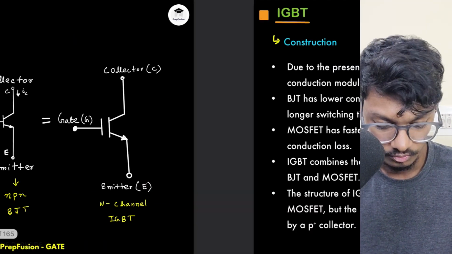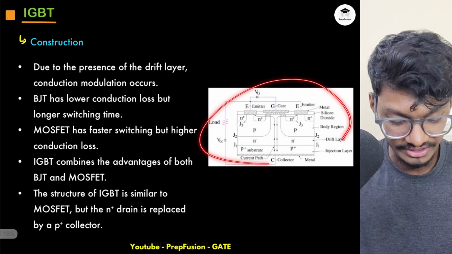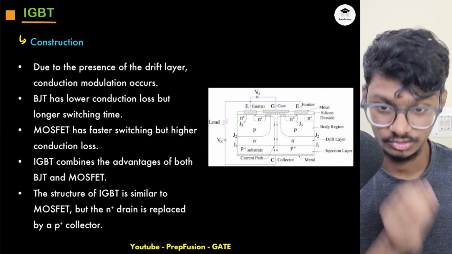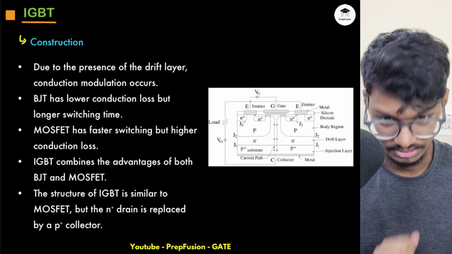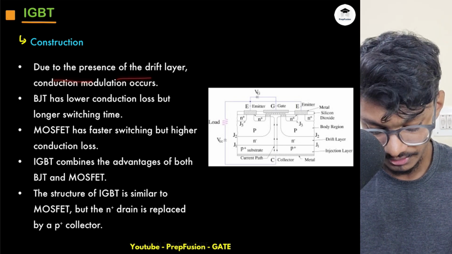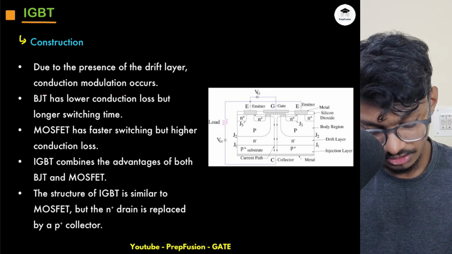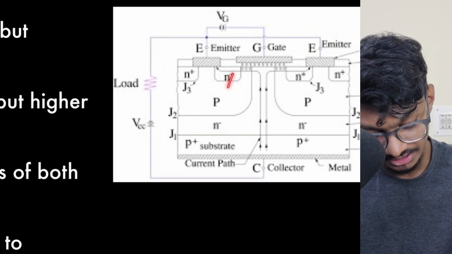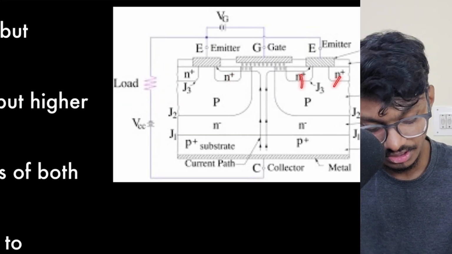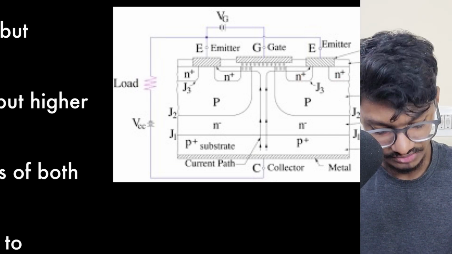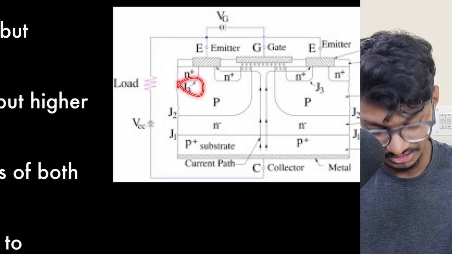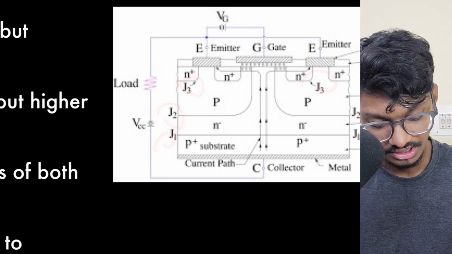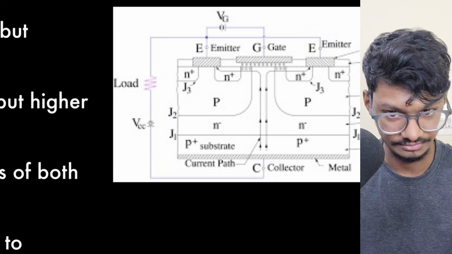Okay, so we'll understand about the construction. The construction is very complicated, so we don't have to understand it in that much detail. We just have to understand the high level things. Due to the presence of the drift layer, conduction modulation occurs here. There are PN junctions as well, right? So we have to take care of that as well. Previously there weren't any PN junctions. Here there are so many junctions: J1, J2, J3, J3, J2, J1. Okay, all these junctions are there.